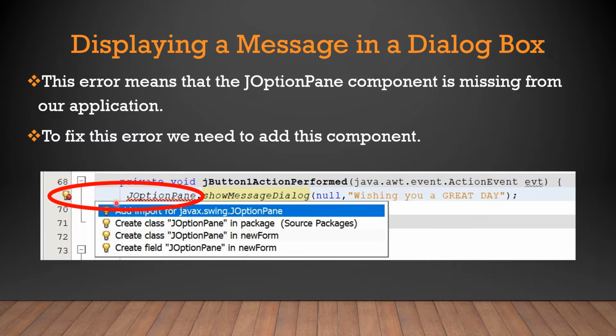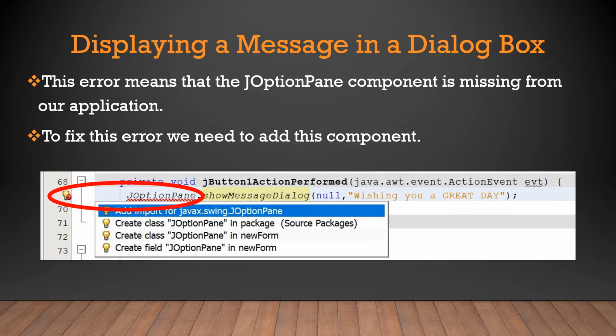Now how are we going to fix this error? To fix this error, we need to add this component. So we are going to add the component to fix the error. And for this, we will select the first option, which is add import for javax.swing.JOptionPane. When you take the cursor to this symbol and press Alt Enter, you will be displayed with these options. So you can select the first option from here.